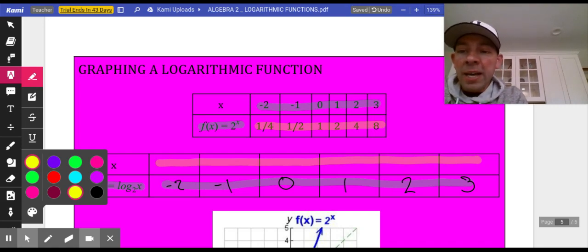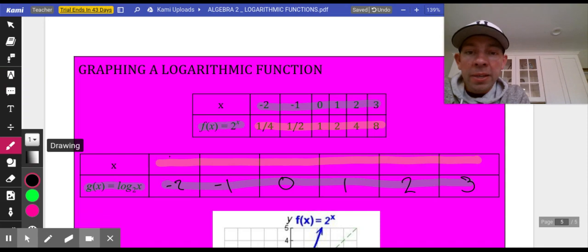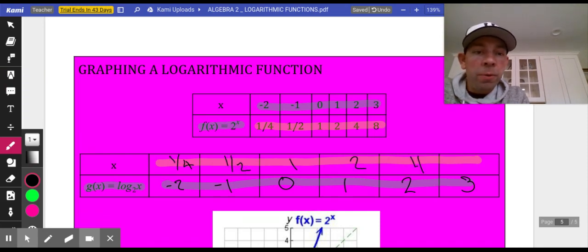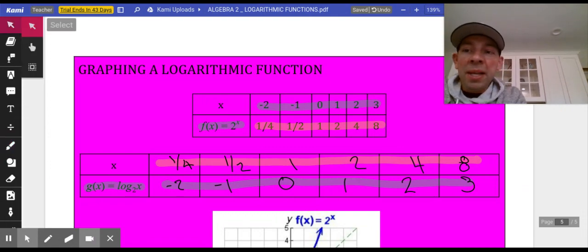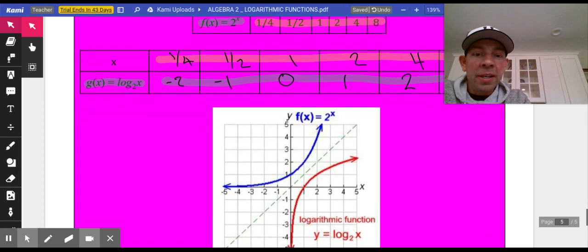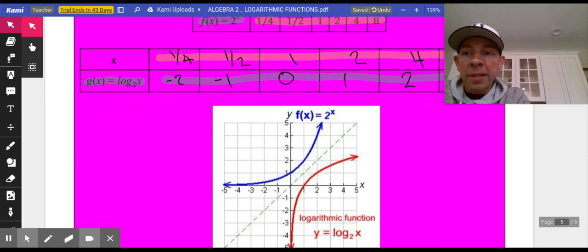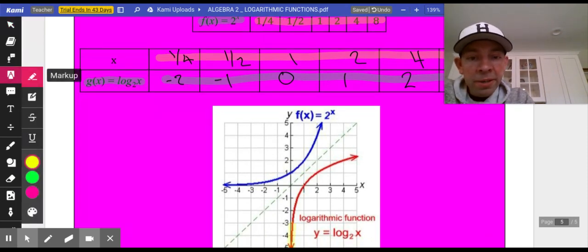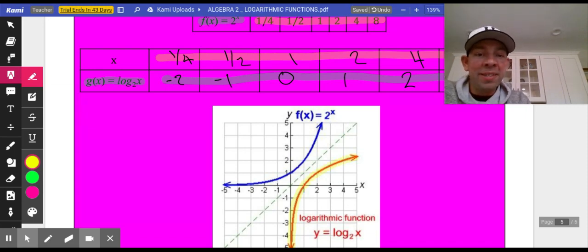So now you've got your 1/4 here, your 1/2 here, your 1, your 2, your 4, your 8. And when you go to plot those points, you're going to end up with a graph similar to this, where this red graph represents your log graph from plotting all the points that we just rewrote in that second table.